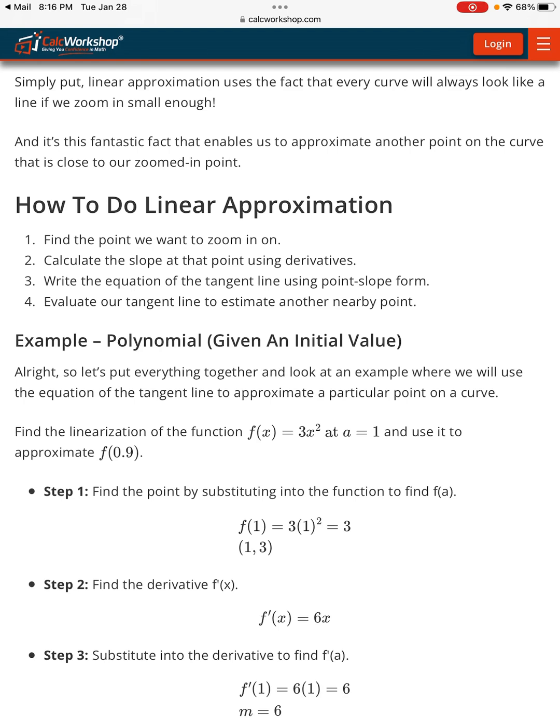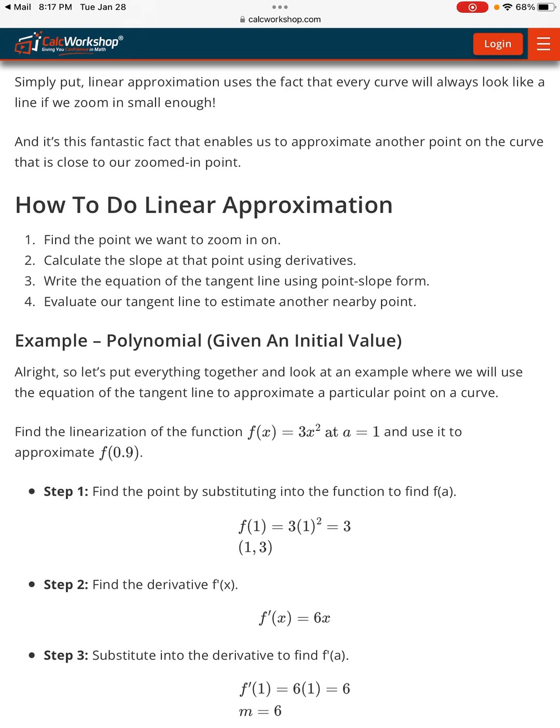Maybe 4, because that's super close to 3.9, and we can take the square root of that. Calculate the slope at that point using derivatives. Sorry about that. Take the derivative. Calculate the slope at that point, 4.